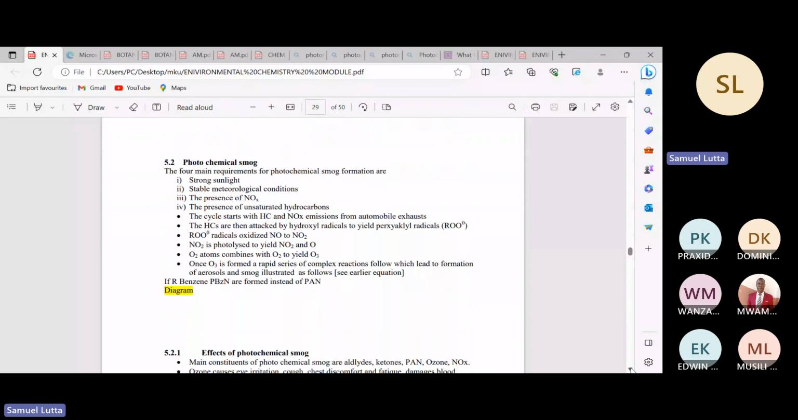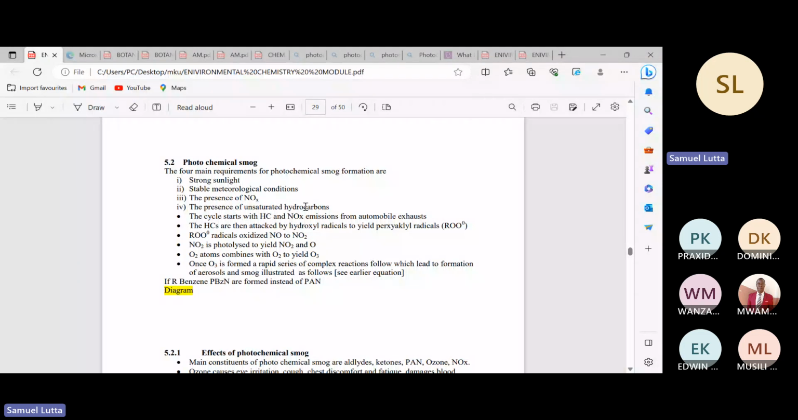So just to review what we talked about yesterday, photochemical smog: we said for you to have photochemical smog, you need to have strong sunlight to produce the radicals. You also need stable atmospheric conditions so that these radicals can stay for some time. Remember, we said you also need nitrogen oxides. You need the hydrocarbons. Remember, yesterday we saw that they generate the peroxide radicals, which form an important part of the process.